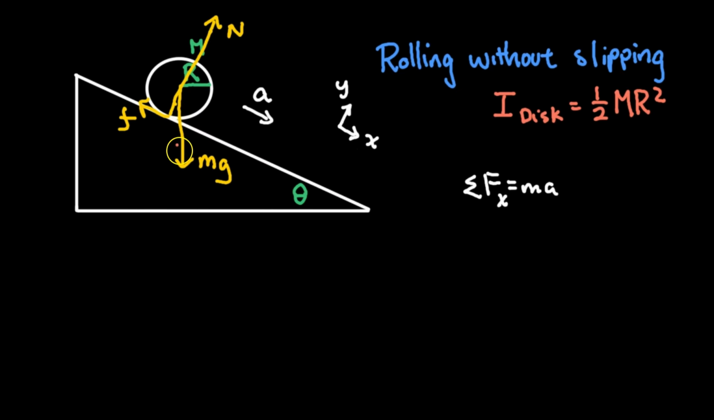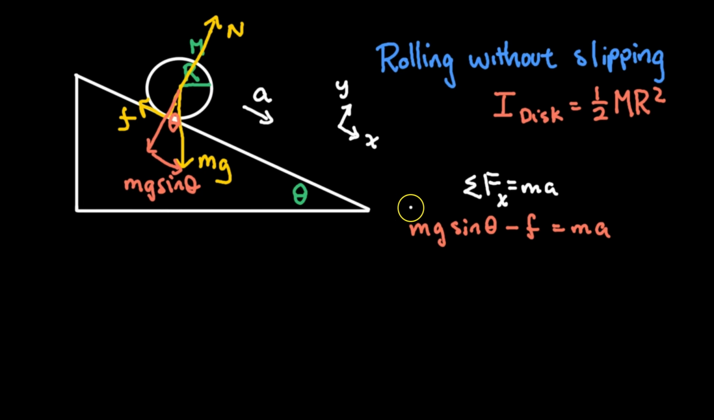Well, we have mg going straight down, but there is a component of mg that is down the ramp. This component is parallel to the ramp. And this theta right here is equal to this theta right here. So this component of the gravity force is mg sine theta. So back to Newton's second law, I can write mg sine theta minus F for the friction is equal to ma.